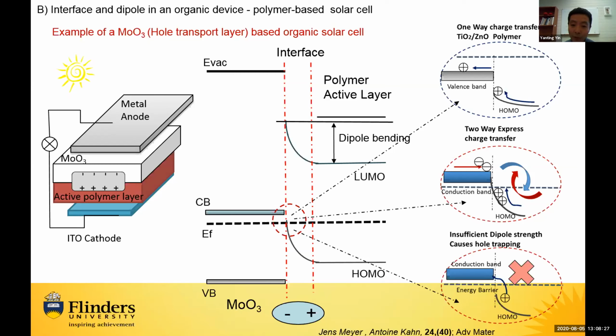Everyone interested can find this publication. So what is happening along these interfaces? Molybdenum oxide generates a really huge dipole at the interface. This interface is actually bending the HOMO level of the polymer substrate, and the HOMO level can actually align with the conduction band of molybdenum oxide. There will be an obviously different charge transport mechanism happening in this case.